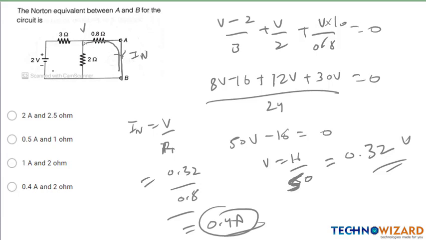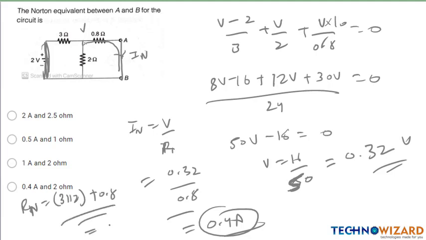Now for finding RN, this will be short circuited. Then 3 parallel 2, RTH or RN will be 3 parallel 2 plus 0.8. On solving this, you will get 2 ohm as the correct answer. Therefore option D is the correct answer. IN is equal to 0.4 ampere and RN is equal to 2 ohm.